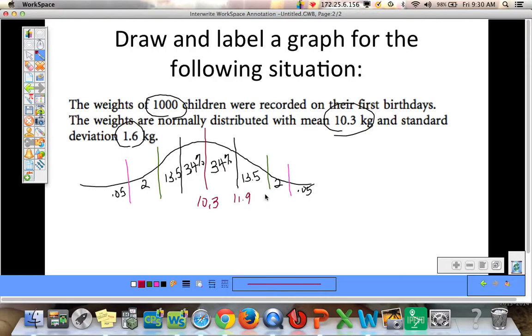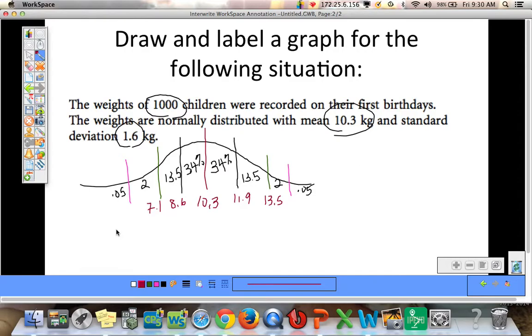And the next one, if we add another 1.6 kilograms, that would be 13.5 kilograms. I should put my units. Let's go the other way. We're going to subtract 1.6 kilograms. We will get 8.6 for this bar right here, and 7.1 right here. Okay. So here is our graph.